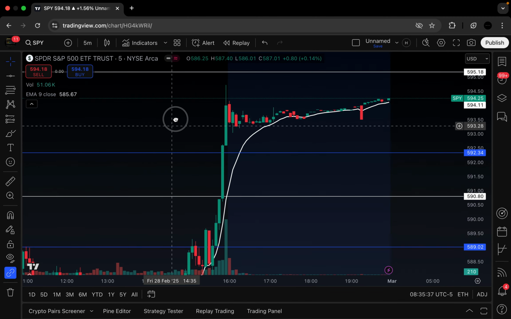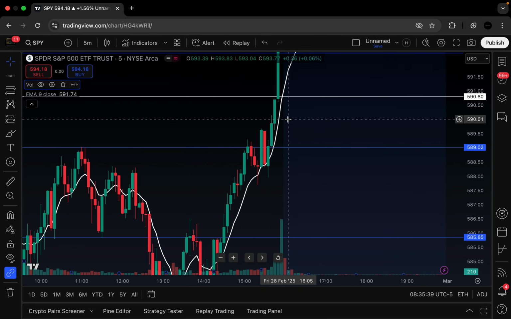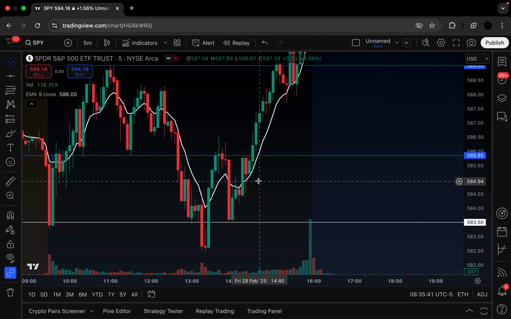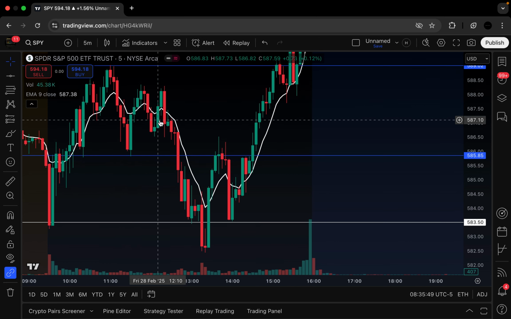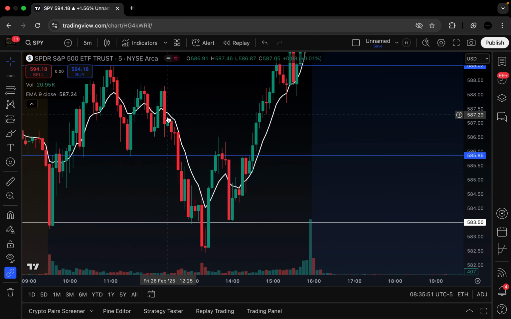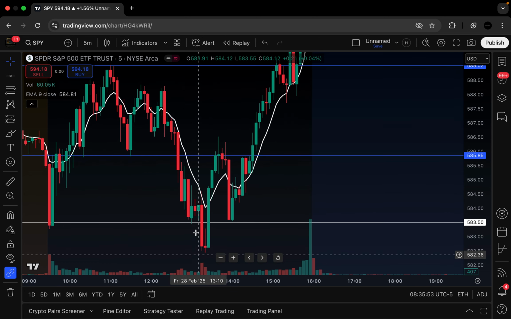Alright, 5 minute here. If you would have taken calls off of this, look, close above the 9. You can use these as entries too, guys. 90 EMA indicators are perfect. If you missed the level entry, look, you just take a close off of the 9. Boom, ride it down.